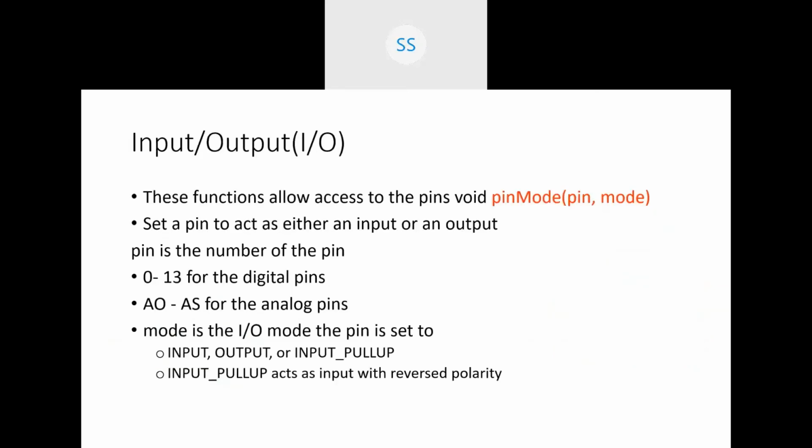Here the details are given. For the pins, we have already shown that the digital pins are from 0 to 13 and analog pins are from A0 to A5. Whenever you activate the pins, you have to write this line of code, pinMode, pin comma mode, meaning which mode you want to activate. There are three modes: input mode, output mode, and input pull-up mode. Input mode means it will take the input, output mode means it will show you the output, and input pull-up means it will take the input in active low.